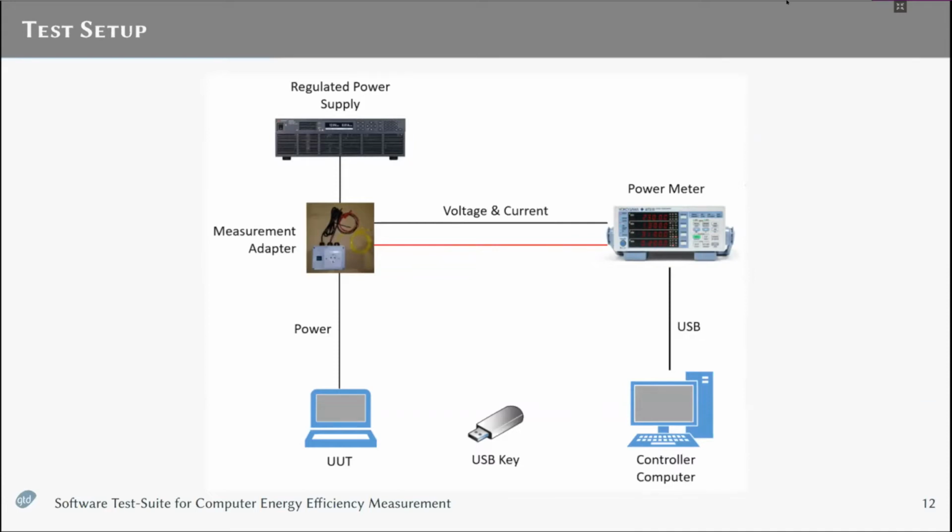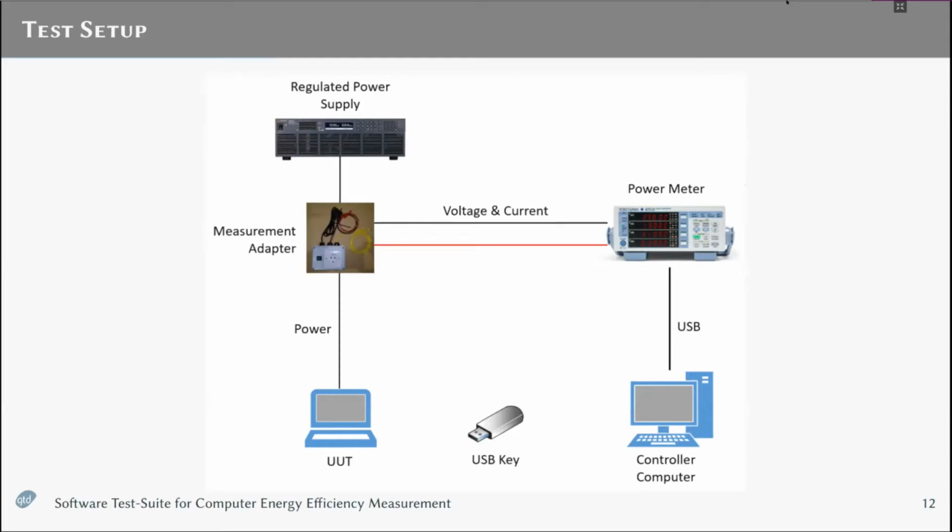Of course, you need both computers: the unit under test, the computer you are testing, and what I explained some minutes ago, a controller computer. As you can see, the unit under test and the controller computer are not connected between them. We don't want to have a connection between them. The controller computer is connected with a USB interface to the power meter. It could also be GPIB, but we've mainly done our development with the USB interface. The unit under test is just plugged into this measurement adapter, which is connected to the regulated power supply.